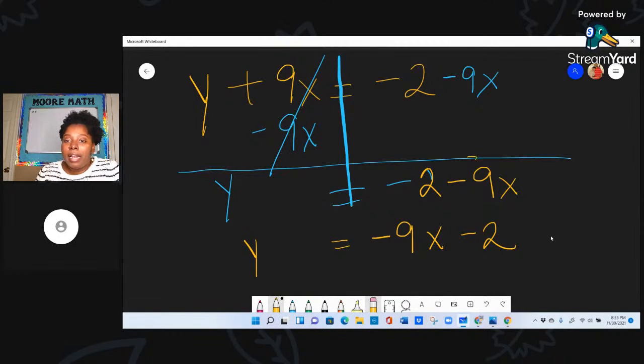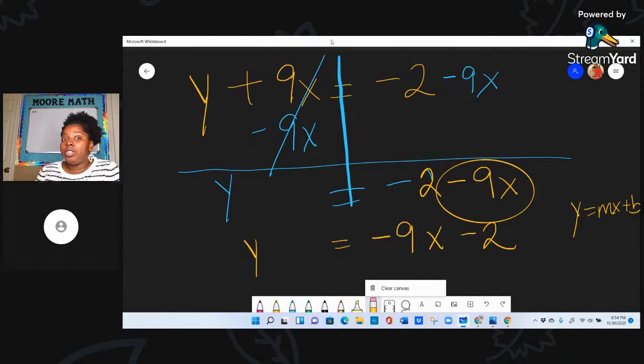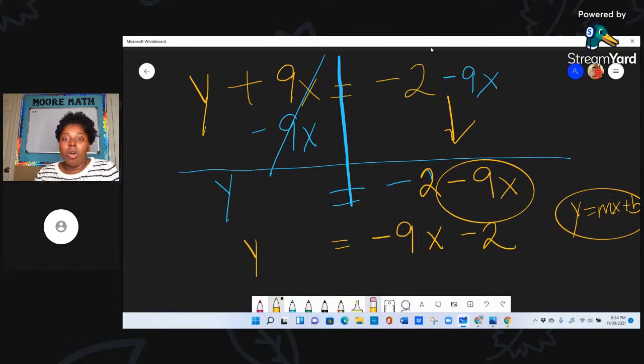I just wanted that negative 9x to come first. So it was y equals mx plus b. That's it. Okay. Try it again. That's all we had to do. When we subtract 9x on both sides, just bring it down. Just write it below. Y equals negative 2 minus 9x because I can't combine it. And then remember, we want to make it look like y equals mx plus b. So all we're going to do is take these two and switch it. Does that make more sense? Yeah. Okay.